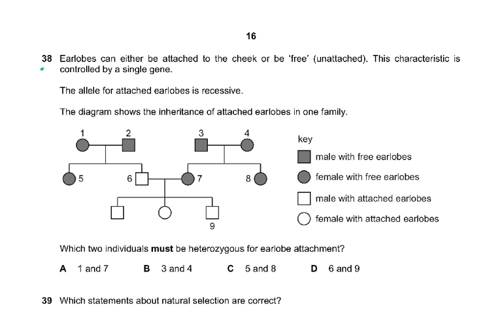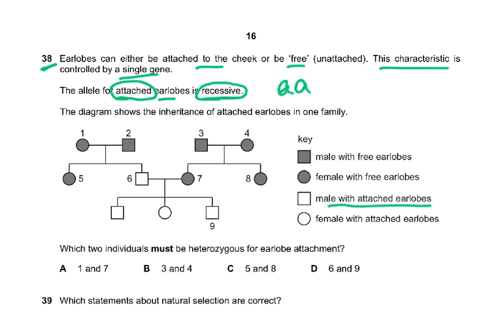Now question 38 is a genetics question, and I like these genetic questions because they really check how well you know your subject. Earlobes can either be attached to the cheek or be free. The characteristic is controlled by a single gene. The allele for attached earlobe is recessive. This is the most important thing which I tell you always to look at. So that means small a, so people who are attached.